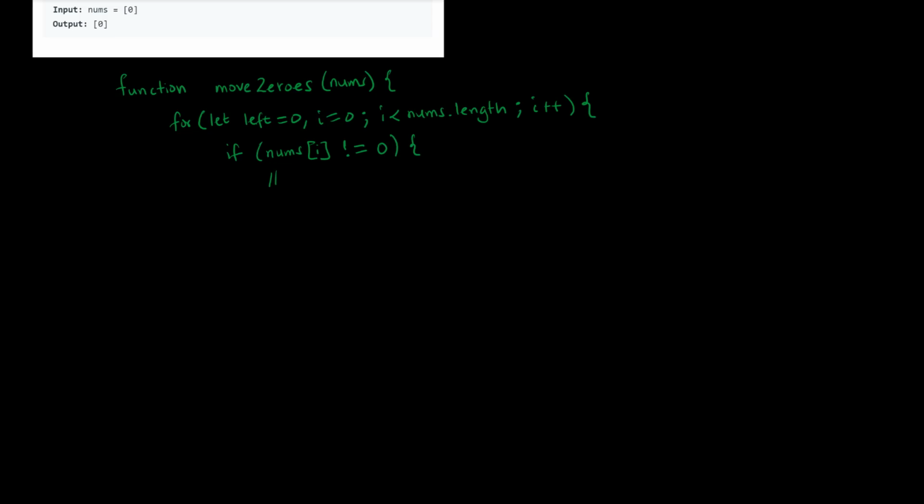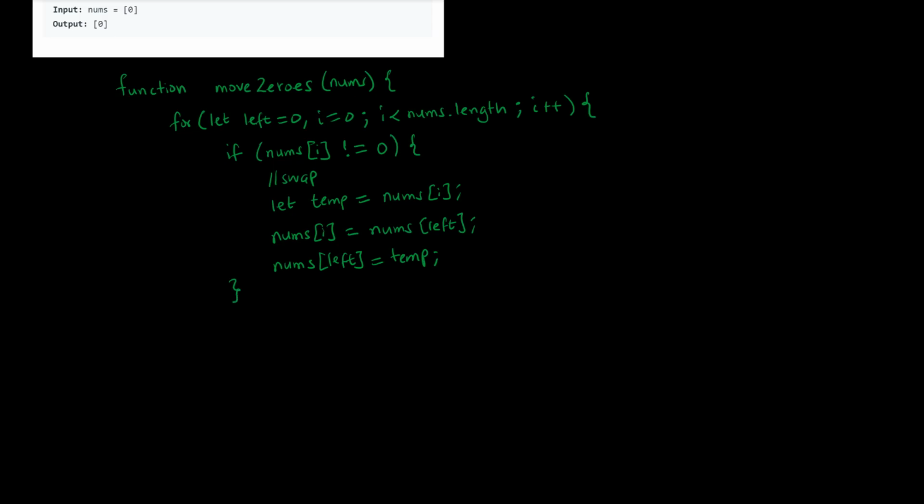we just swap now. So you can say let temp = nums[i], and then let nums[i] take whatever is in nums[left], and then let nums[left] take what was in nums[i], equals temp. Okay, so our swap is done.